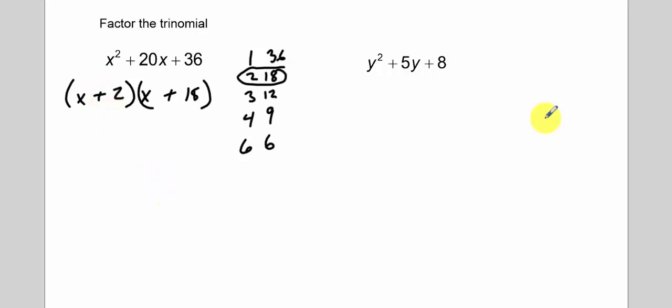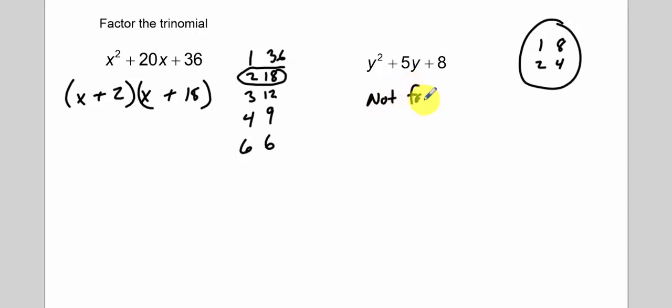And that one's done. Again, go over here: 1 and 8, 2 and 4. Those are the only things that get me 8. And I'm looking and going, gee, I need to get 5 when I add. Neither of these combinations gets me 5. Therefore, we say this is not factorable. Another word for that is prime.